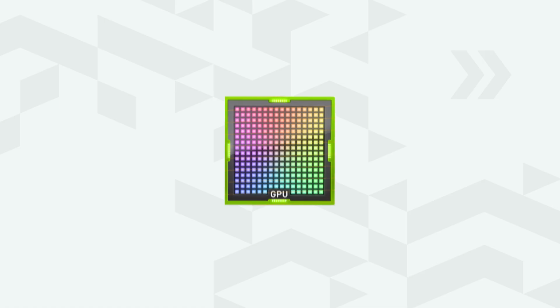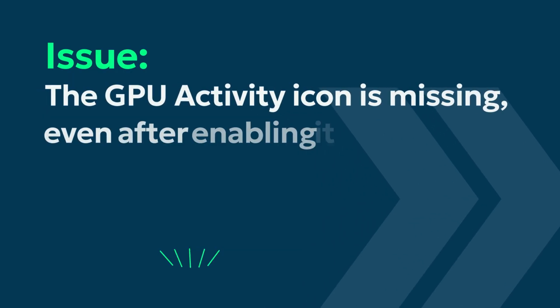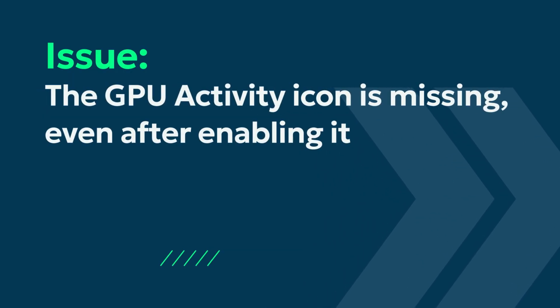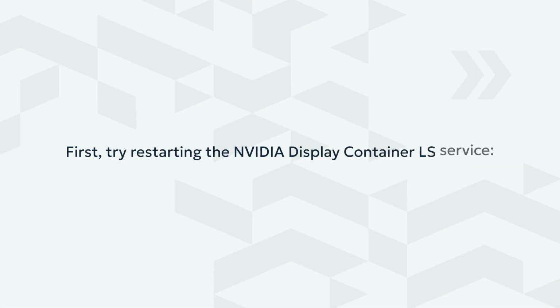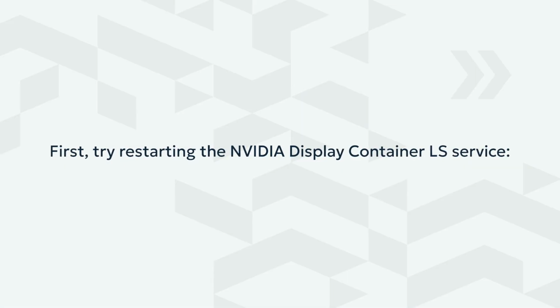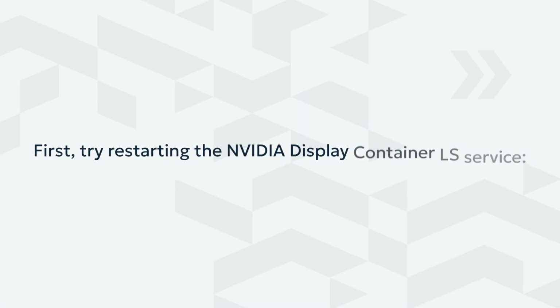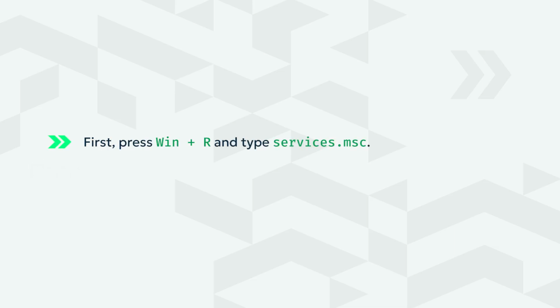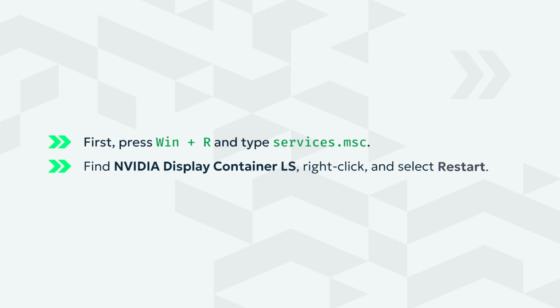Troubleshooting tips. You may run into a few issues when adding or removing the NVIDIA GPU icon from your Windows taskbar. Here's what to do. The GPU Activity icon is missing even after enabling it. First, try restarting the NVIDIA Display Container LS service. First, press Windows+R and type services.msc. Find NVIDIA Display Container LS, right-click, and select Restart.